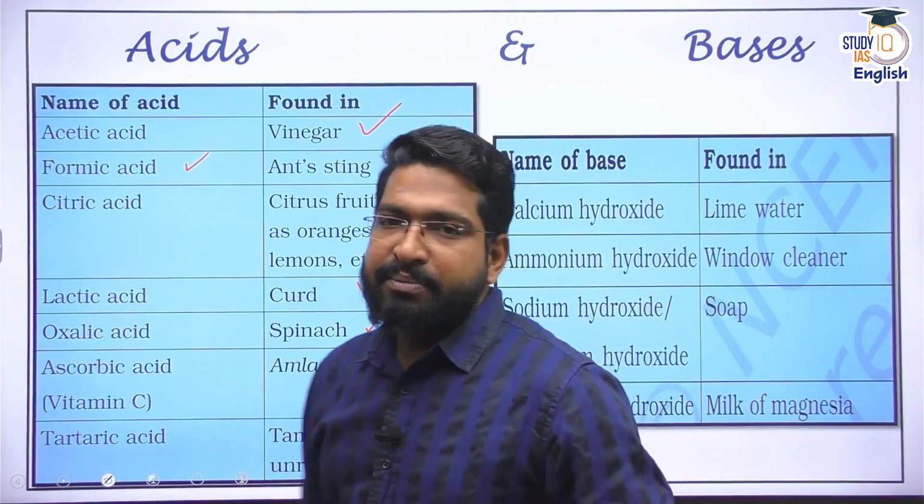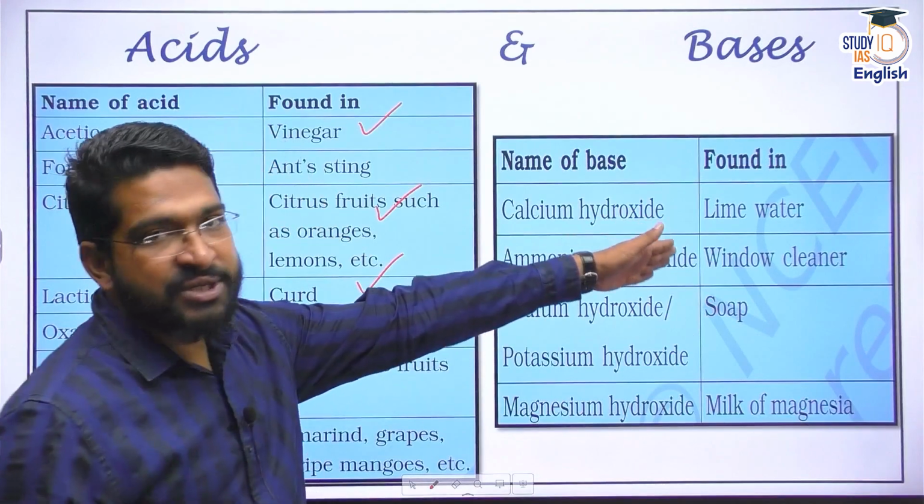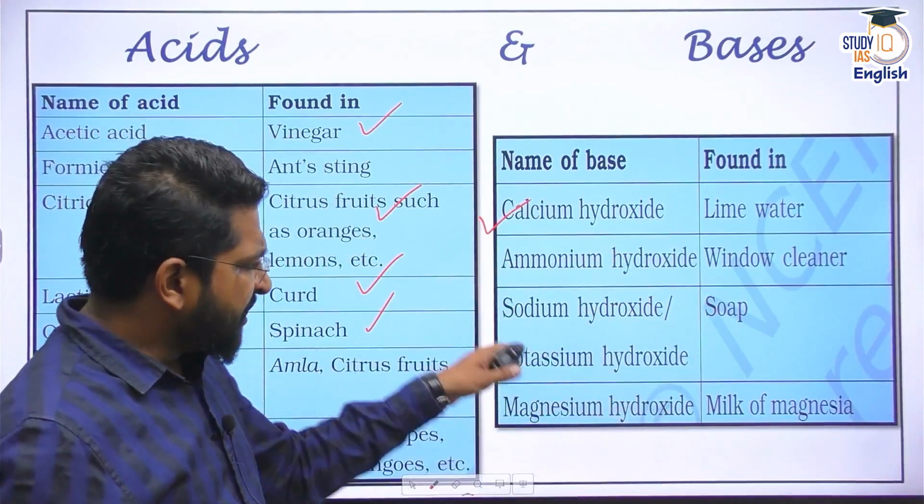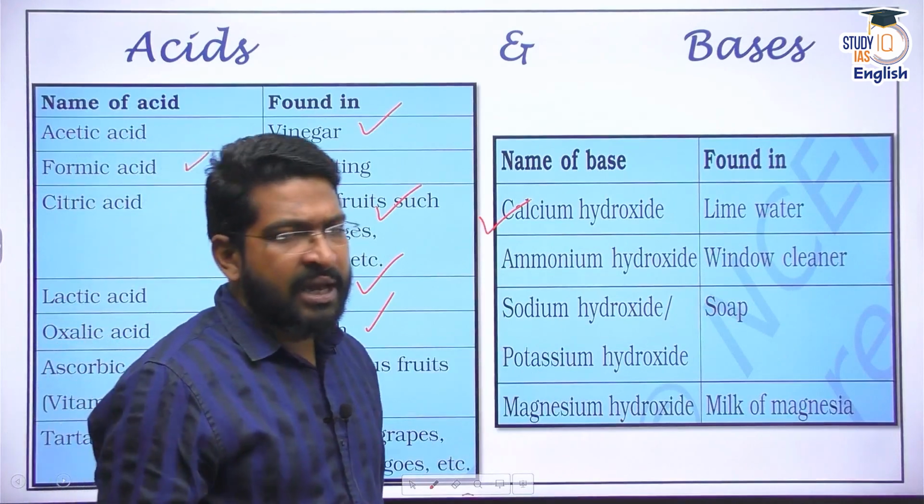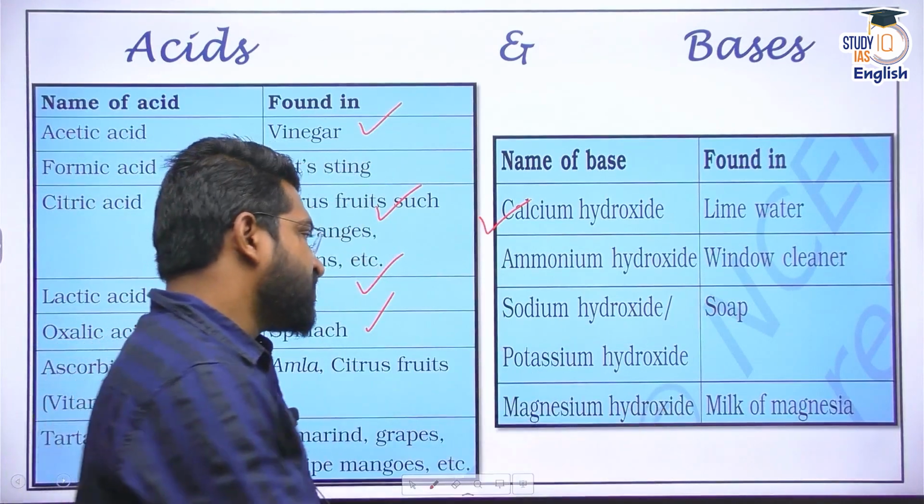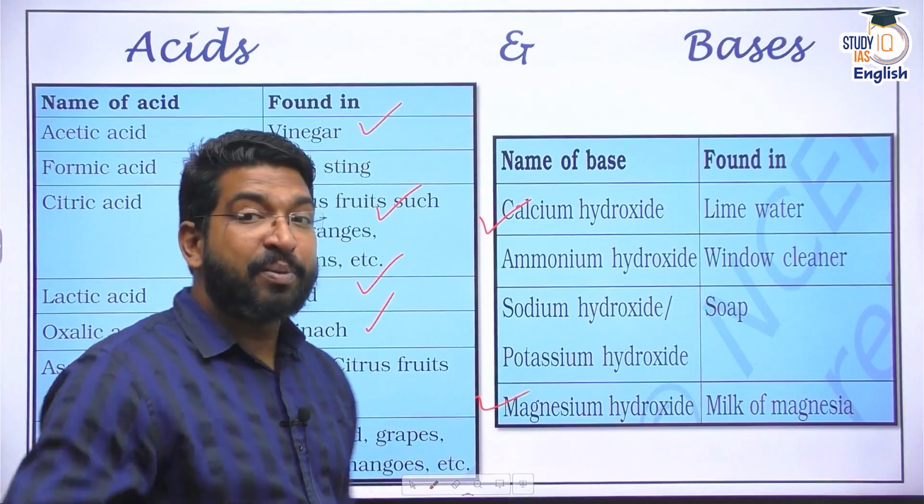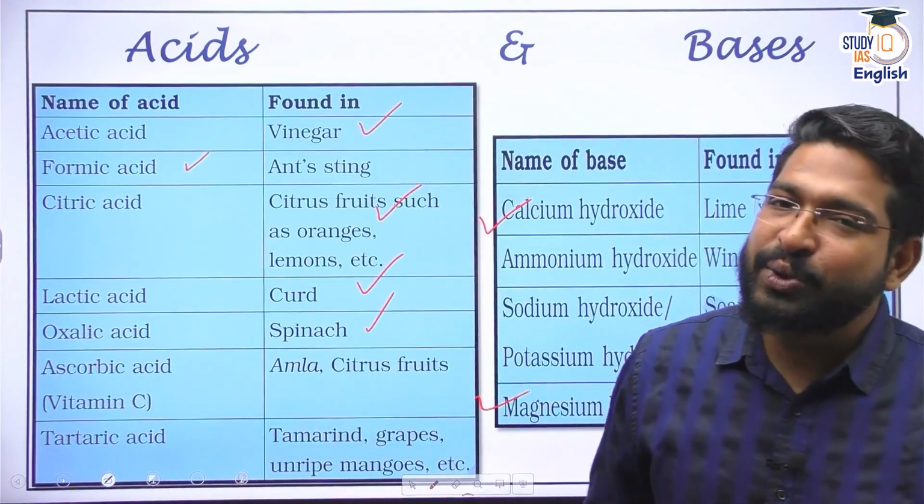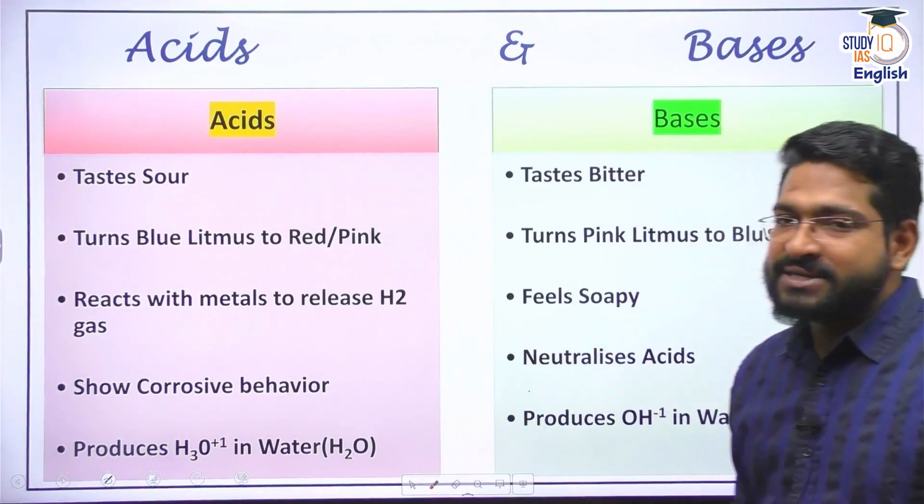Very similarly, there are many bases that we find. For instance, in lime water, we have calcium hydroxide. In different soaps, we have sodium hydroxide or potassium hydroxide. Milk of magnesia was predominantly used, or I can say it is predominantly used, as a solution for acidity. And we also established some of the characteristics of acids and bases.